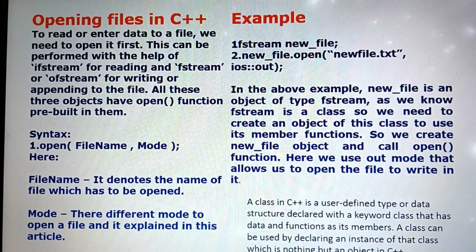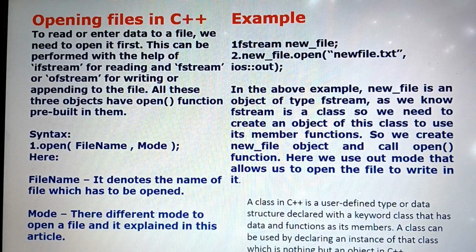Using the new file we can use the open function, read function, write function, everything we can use. Because to open the file, there are some instructions in the back. How can we take those instructions? Using the class name we cannot use those functions. We have to take the object of that class. Then with the object name we can use those instructions to open the file. Here we use the out mode that allows us to open the file to write in. Why? To open the file and write to the file.